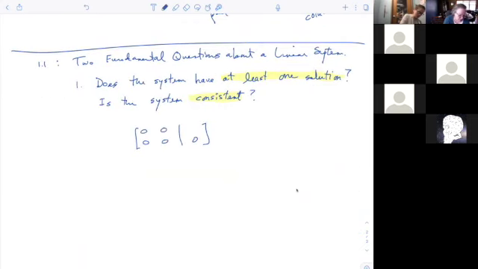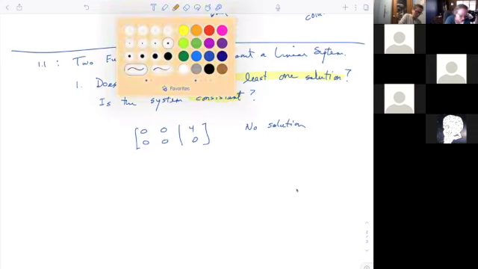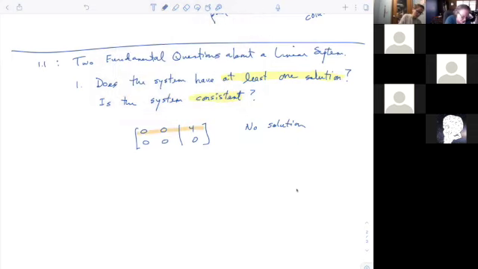Because, as I said, any x and y satisfy that equation, 0x plus 0y equals 0. So it's really what's happening up above. If up above it looked like that, then this would say no solution, right? Even though we've got 0, 0, 0 at the bottom, because the top says 0x plus 0y equals 4. There's no solution to that. Okay.